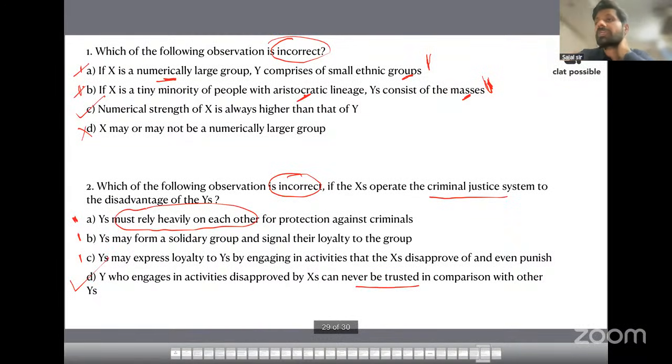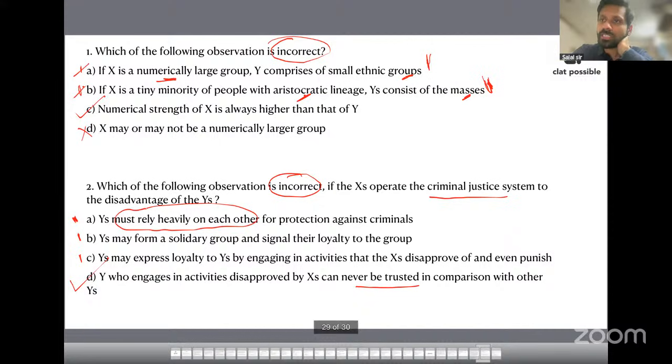So it becomes the correct option. If you do something that is not approved by X's, you seem to be very loyal to the group, right? So D is correct. So the two people who answered in the live chat are both right.